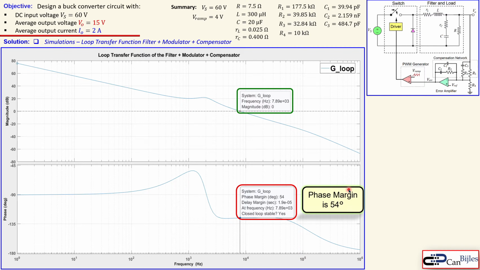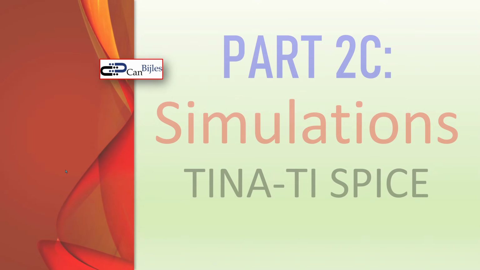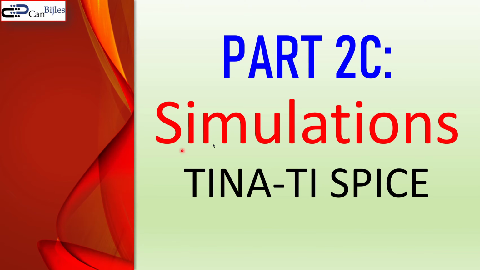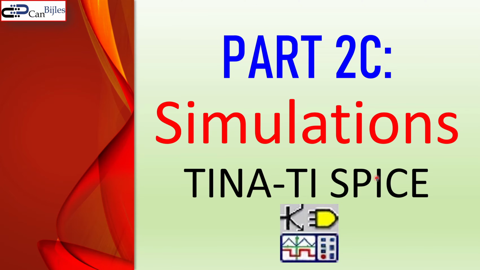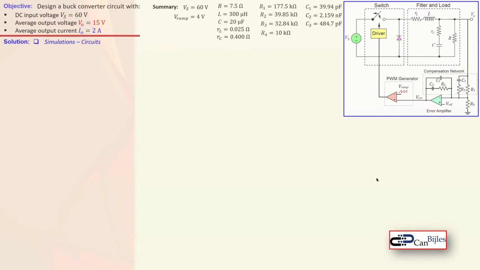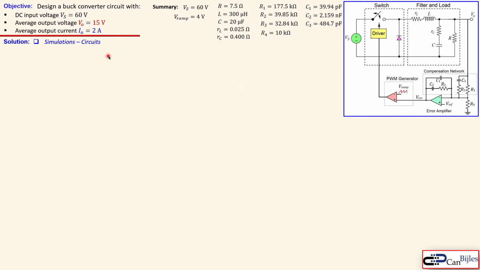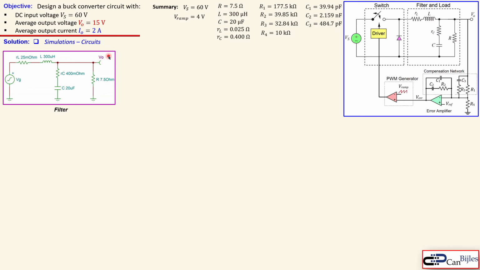Okay, so the phase margin is 54 degrees. It is sufficient phase margin, so that will definitely create a nice step response and make this loop stable. Now, going to the final part of the simulation, using the Tina TI SPICE. Okay, now again, we look at the simulator circuits. This is the filter only in Tina TI SPICE.